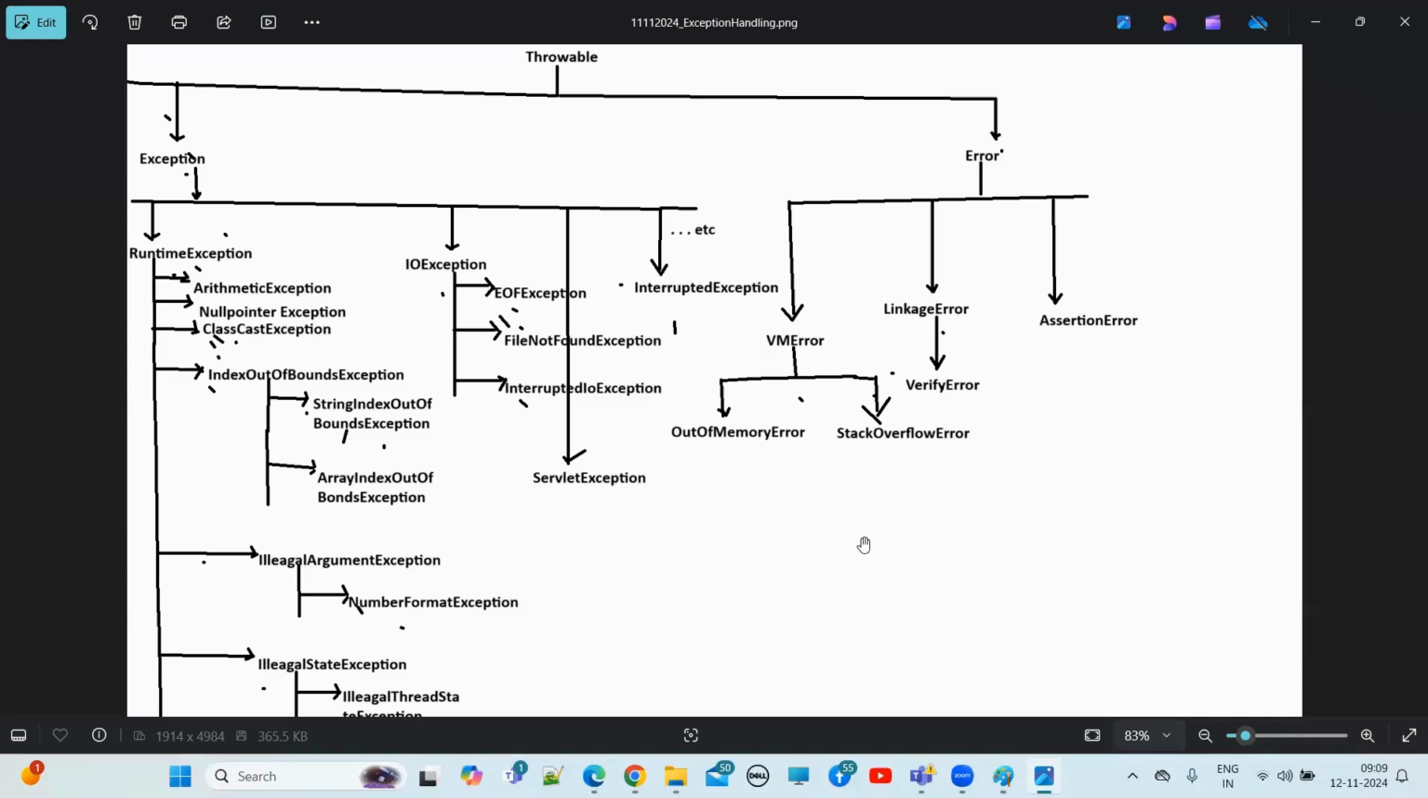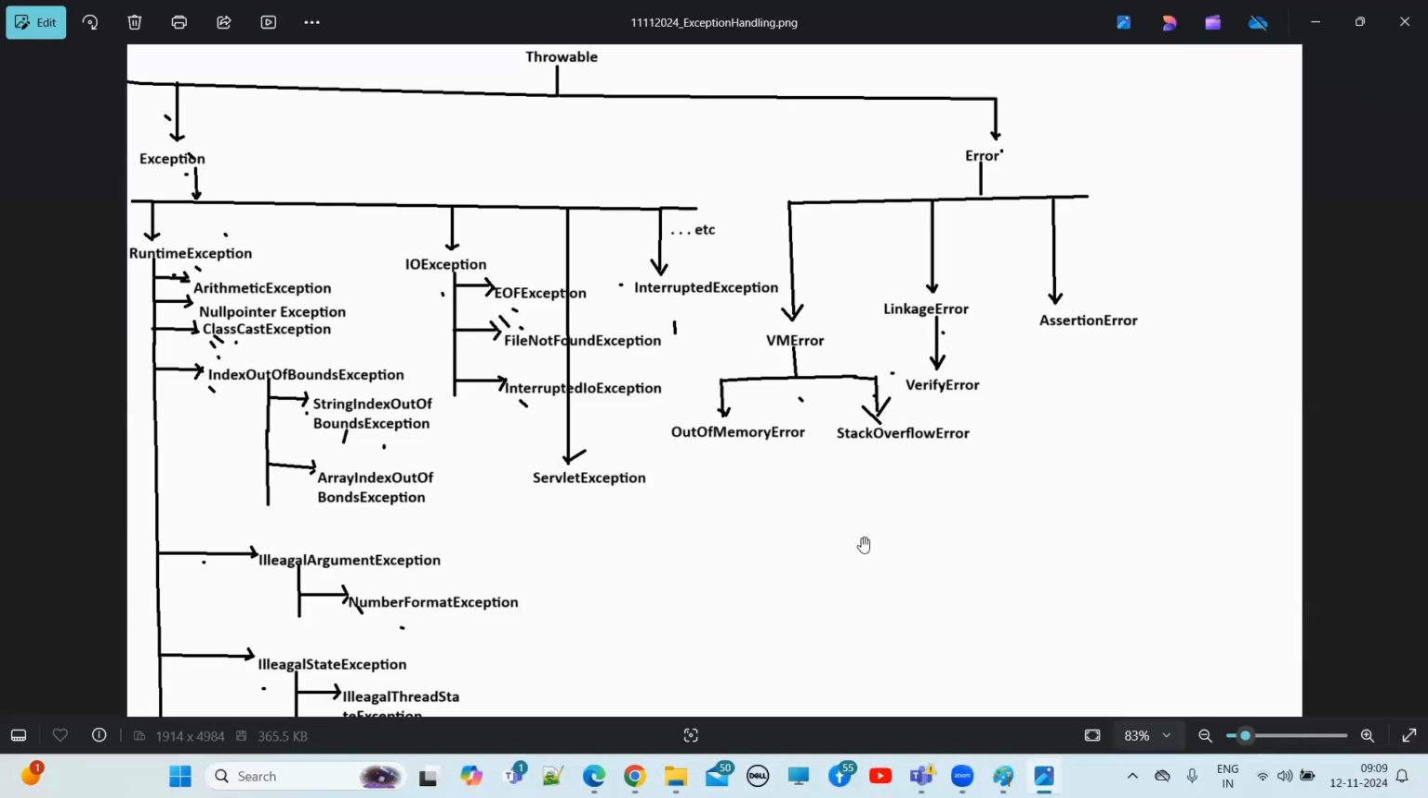So now Error and its child classes also come under unchecked exceptions. From the developer's point of view, there is no control. If there is no control, then how will the compiler check? That's why Error and its child classes come under unchecked exceptions. Clear, everyone?